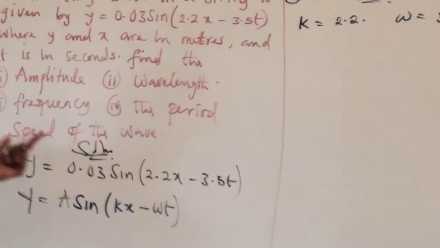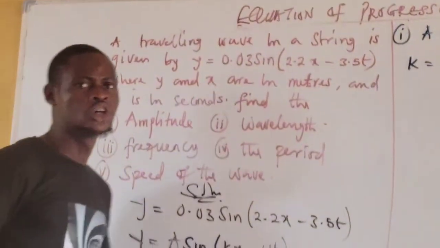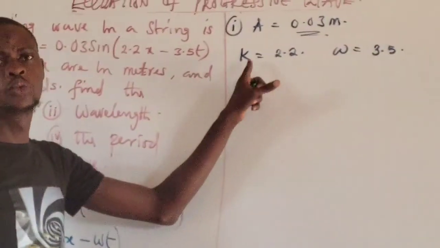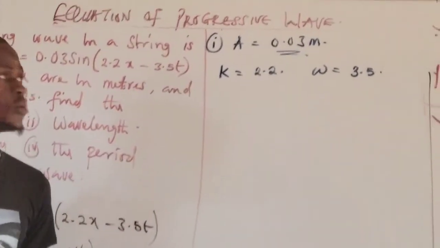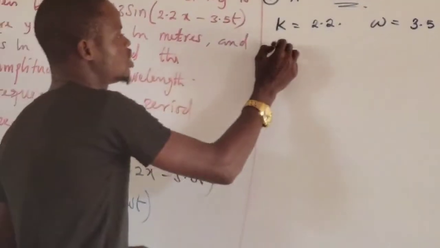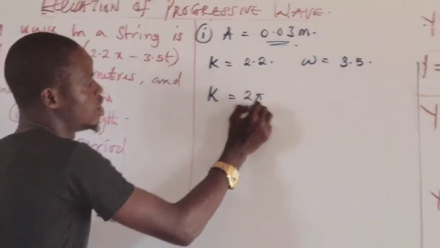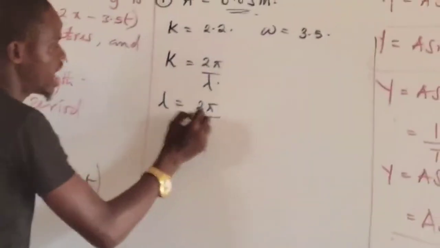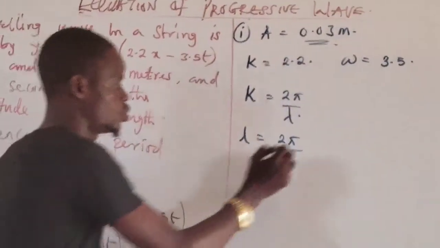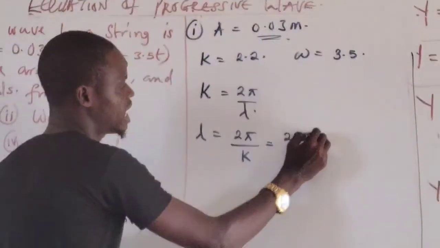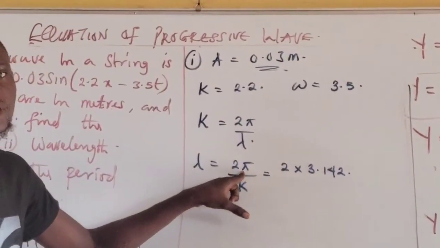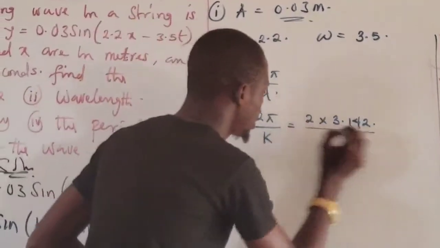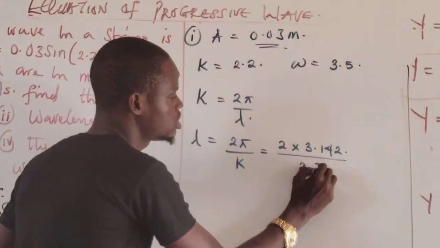Now, we are asked to calculate the wavelength. How do I get the wavelength? Your wavelength can be gotten from the wave number, which is K. From K, I can get my wavelength. How do we get it? My wave number K equals 2 pi over the wavelength, whereby my wavelength will equal 2 pi over K, where I'll have 2 multiplied by 3.142. That is the value of pi. You have to use the exact value of pi, which is 3.142, and then all over my K, which is 2.2.